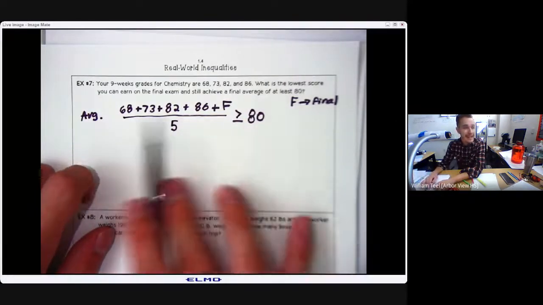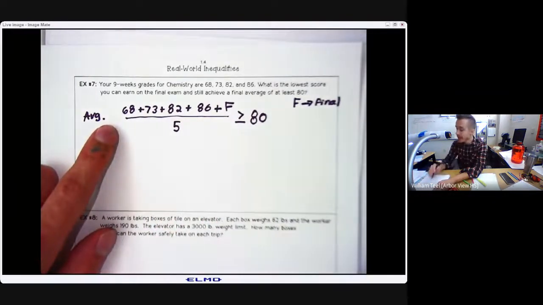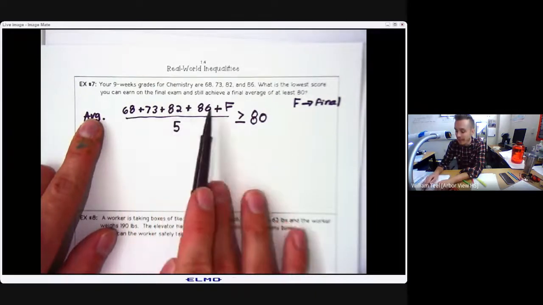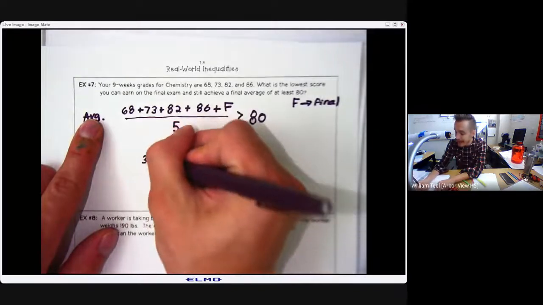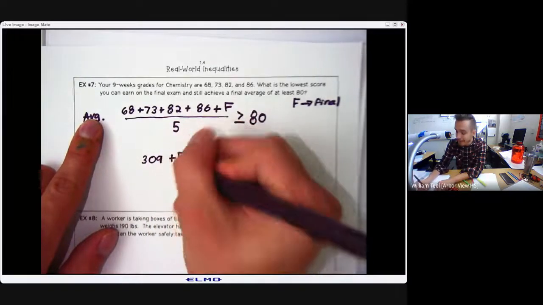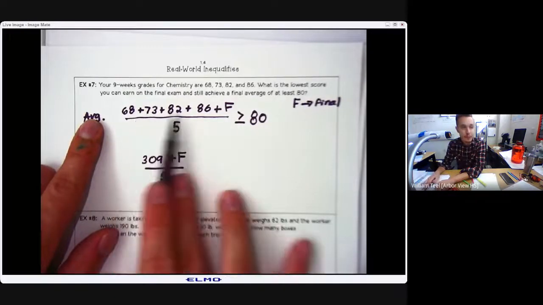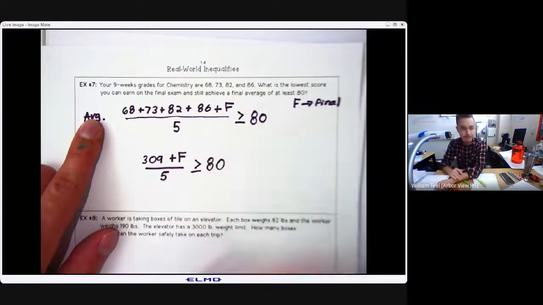So we're going to go ahead and add all these together and then solve and try to figure out what your final is going to have to be. First, I'm going to add up 68 plus 73 plus 82 plus 86. You plug that into your calculator, you're going to get 309 plus F divided by 5. So I've just added those four numbers together. That has to be greater than or equal to 80.